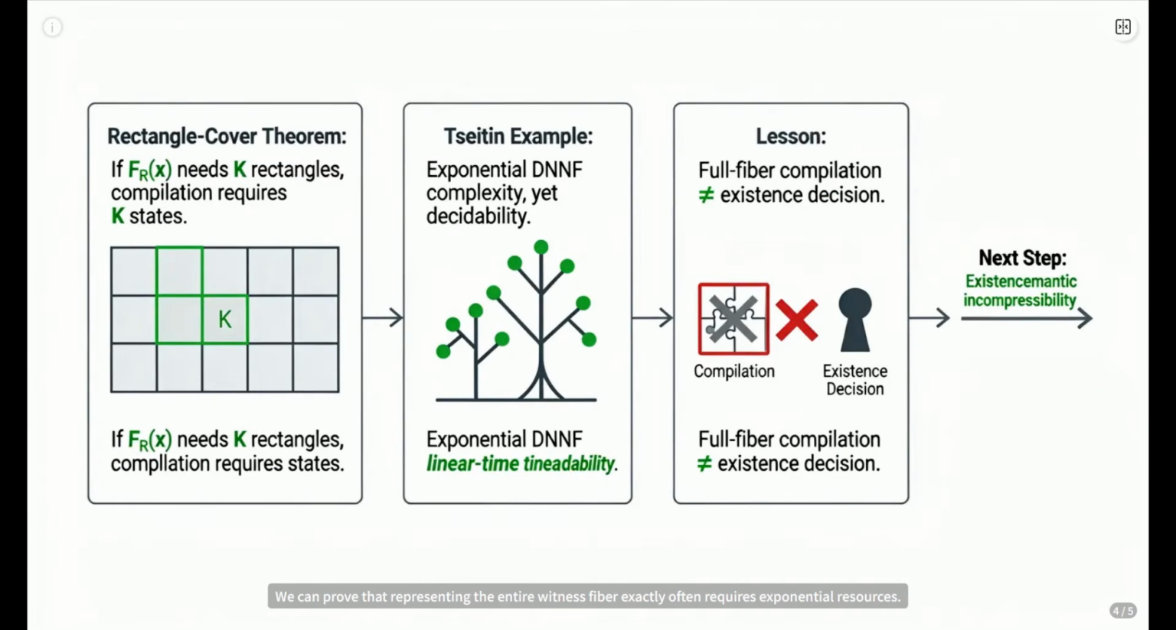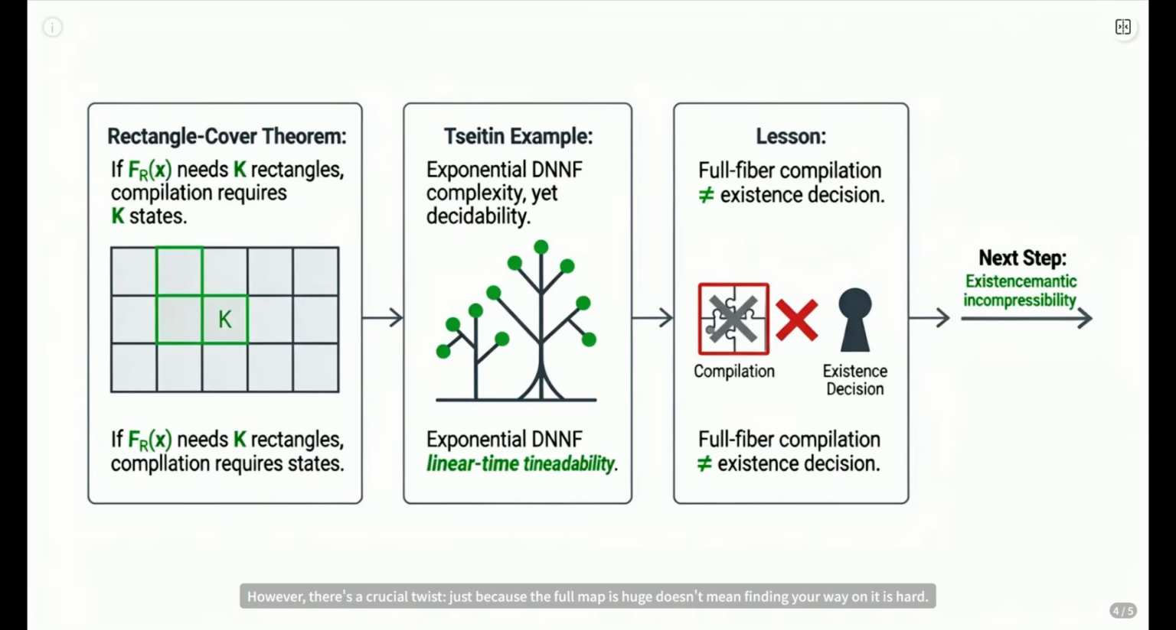Okay, here's where things get really interesting. We can prove that representing the entire witness fiber exactly often requires exponential resources. Think of covering a complex shape with rectangles. If the shape is intricate, you need lots of rectangles. For certain NP relations like Cyton formulas, this rectangle count blows up exponentially.